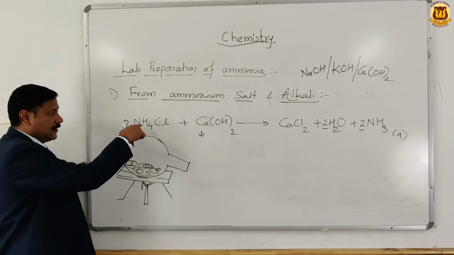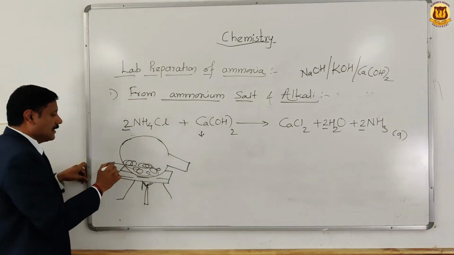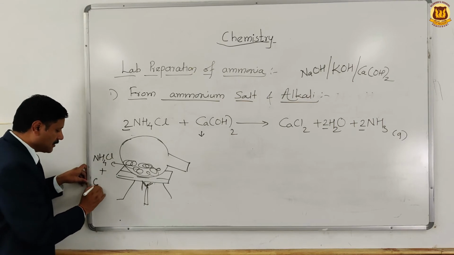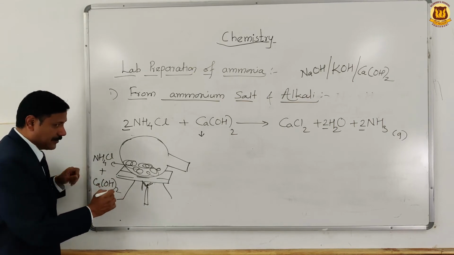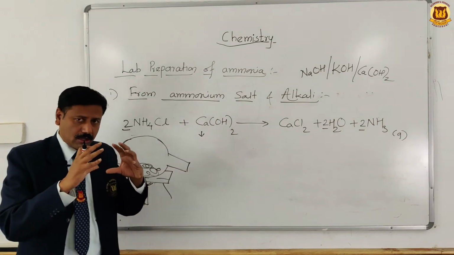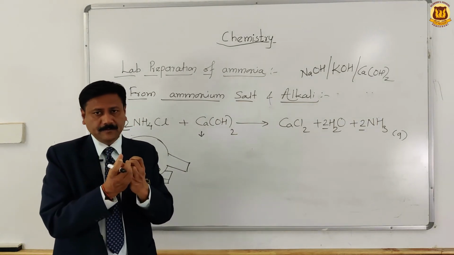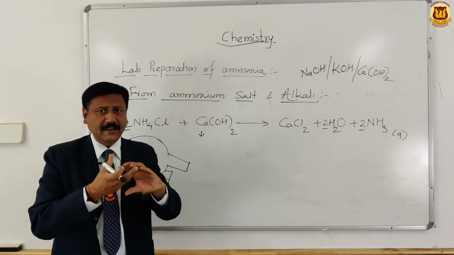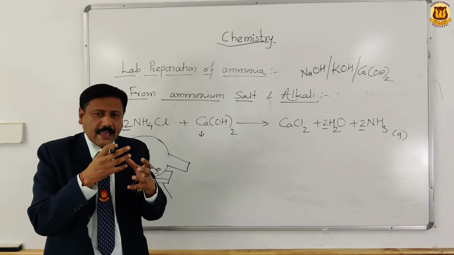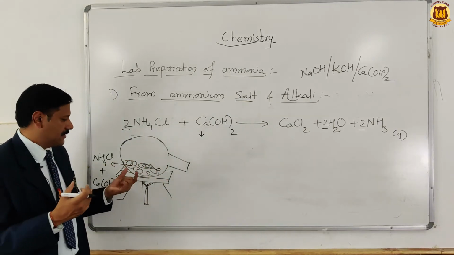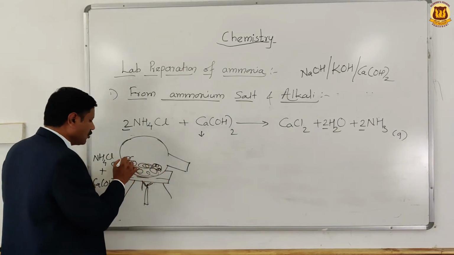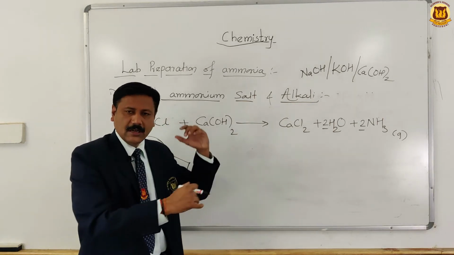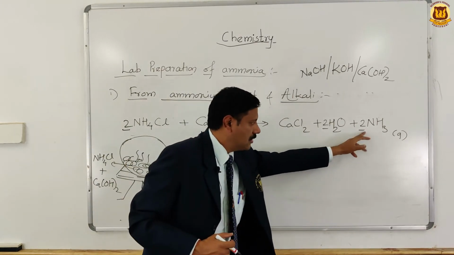One is ammonium chloride and the second is calcium hydroxide. So ammonium chloride, NH4Cl, plus calcium hydroxide. Calcium hydroxide is taken in the higher ratio. Both are powders. For this also there is a reason. They are ground and crushed so that the area of contact will increase. The area of contact of the reactants should increase. And when it is heated, it forms salt, water, and ammonia.